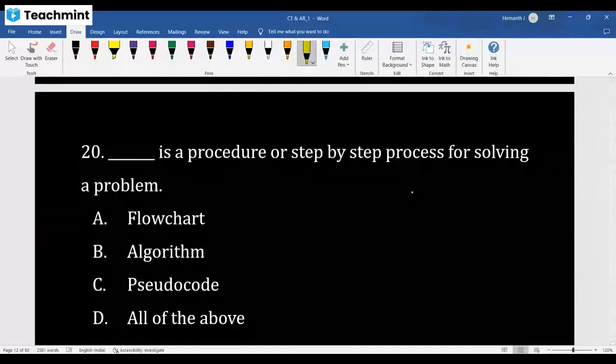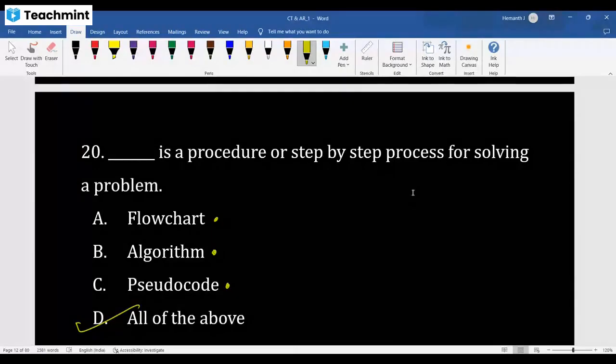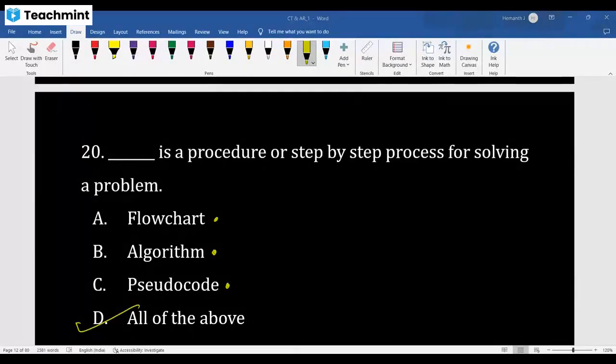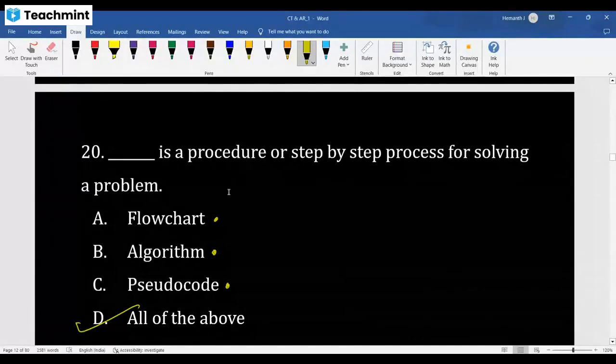Right? Pseudocode is also a step-by-step process only. Algorithm also a step-by-step process. Flowchart also a step-by-step process only. Optimization is not. So the answer is all the above. This is in CT. In CT, instead of flowchart, they're giving theory questions like this. In the options or in the question, that word flowchart will be available. They're asking questions like this.